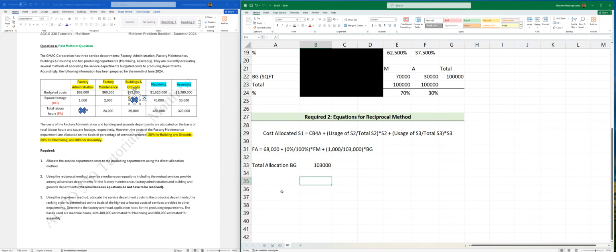And this is why I like doing this problem, guys, just for the purpose of teaching. I feel like it's really good for building the equations, because you see here, we start with our cost before allocation, then how much we use of factory maintenance, then how much we use of building and grounds. So 1,000 over the 103.